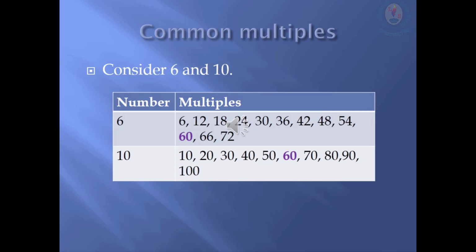The multiples of 6 are 6, 12, 18, 24, 30, 36, 42, 48, 54, 60, 66, 72. Like this we can write a lot of multiples for 6. As well as we have found multiples of 10. So it is clear the common multiple. 60 you can see in two lines. Therefore, we can take 60 as the common multiple.